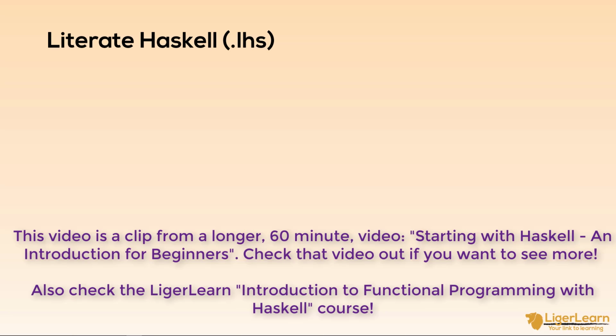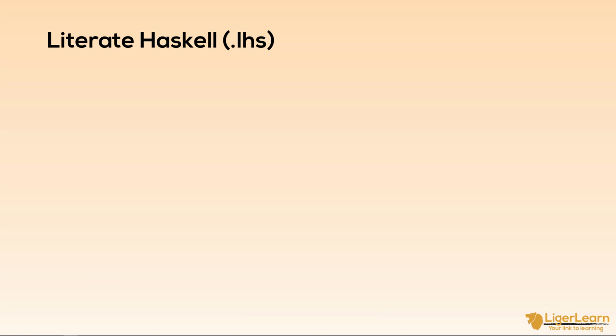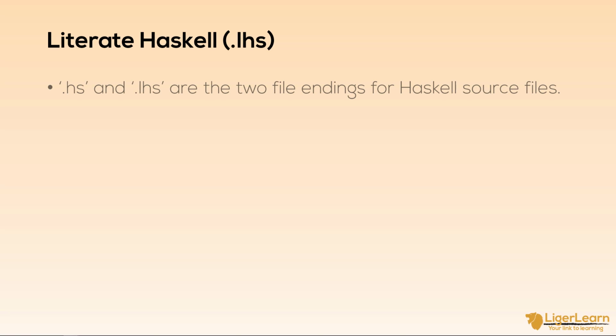There are two types of file endings which are conventionally used to represent Haskell source files. The first one is the main one, that is .hs. This contains code and comments just as you would expect and as you have seen in the previous examples.